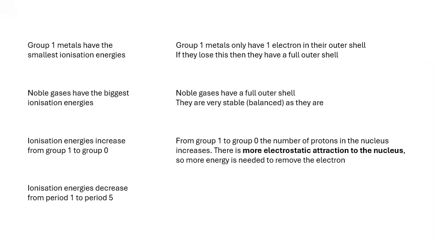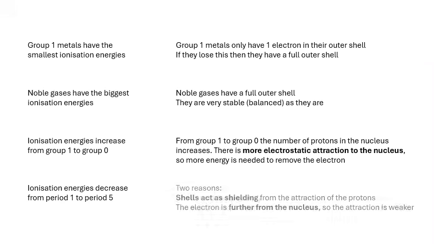Then ionization energies decrease from period 1 to period 5. Why? Two reasons. I'm going to talk about them a bit more in the next slide. Shells act as shielding. This attraction between the electron and the protons in the nucleus, if you've got shells in the way, then it makes the attraction a bit weaker.